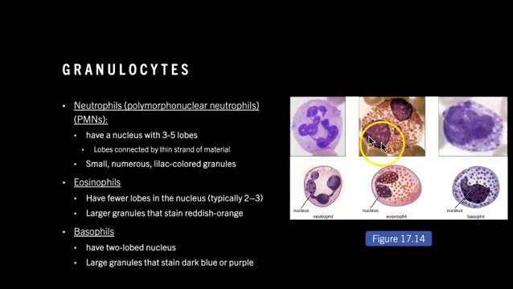Our eosinophils, on the other hand, are going to have these red large granules, and these are stained with eosin, giving that red color to it, hence its name. You'll see that they have fewer lobes in their nucleus. We typically see 2 to 3. And lastly, we have our basophils, which have 2-lobed nuclei, and they're going to have large granules that stain dark blue or purple, like with methylene blue.